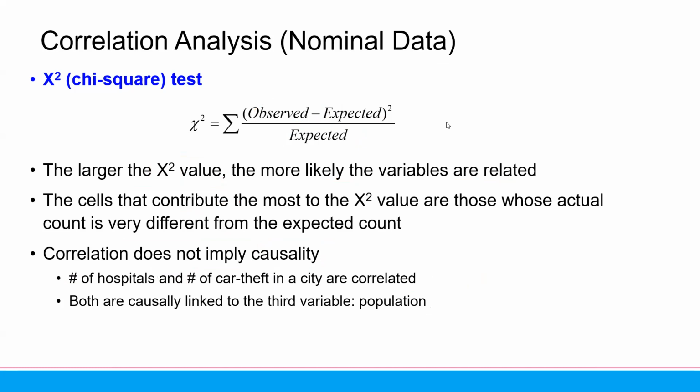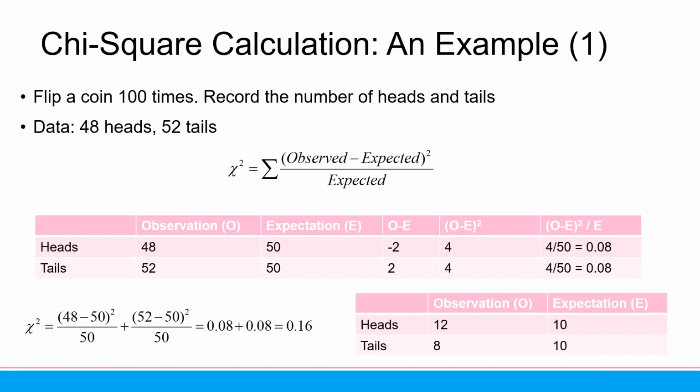Let's see an example. I want to toss a coin. You have coins, right? In the coin toss, we can toss, for example, 100 times, and I collect the data. I want to collect the heads and the tails. This is nominal data, and from 100 tosses, I got 48 times for heads and 52 times for tails.